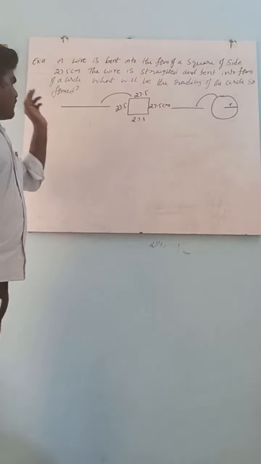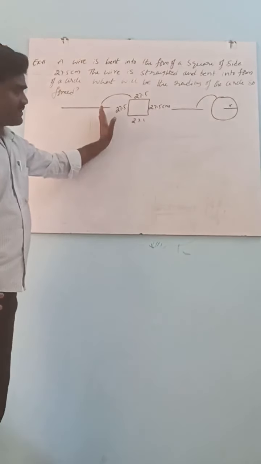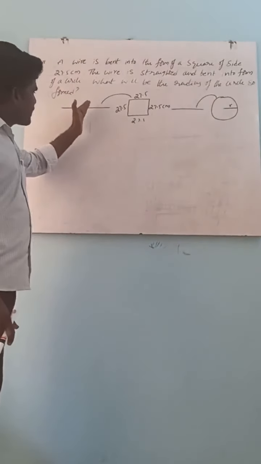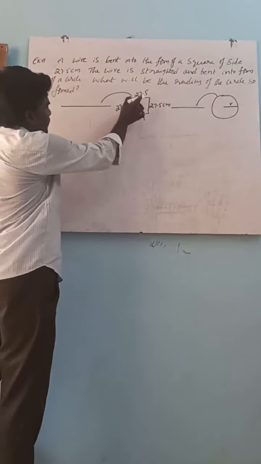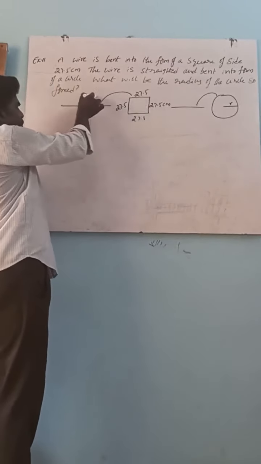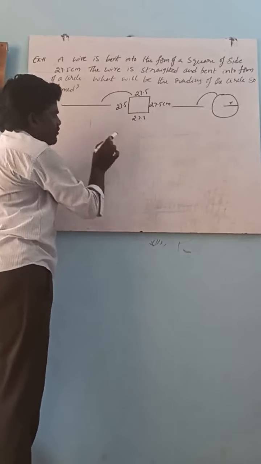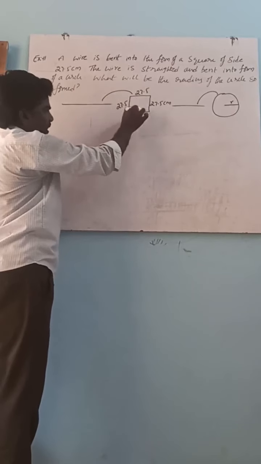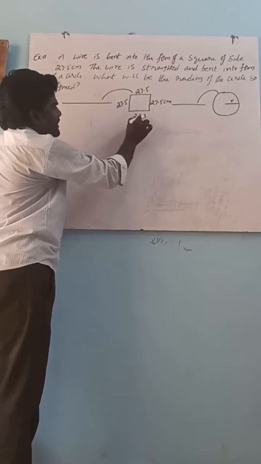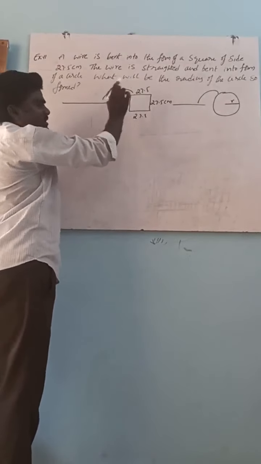First, find the total length of the wire. They did not give how much wire. So how can we find the total length of the wire? The wire is bent in the form of a square, so we use the perimeter of a square. Why can we use the perimeter of a square? Because the wire is bent in the form of a square. Each side is how much? 27.5. This total wire is bent in the form of a square.